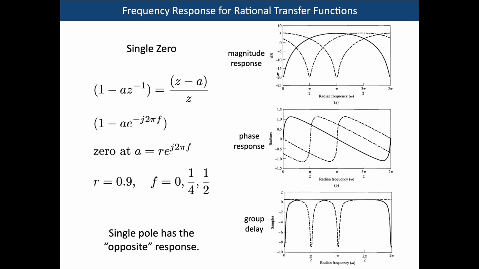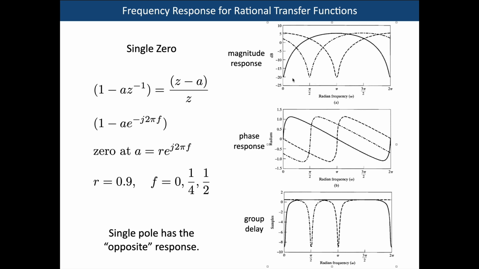So the solid line represents the 0, the dashed dot line represents 1/4, and the dashed line represents 1/2. So as the angle of the zero increases from 0, you can see that the dip in the response shifts from 0 frequency around the unit circle, or across the frequency axis, to 1/4 and then 1/2 cycles per sample, or this graph shows it in radians per sample.